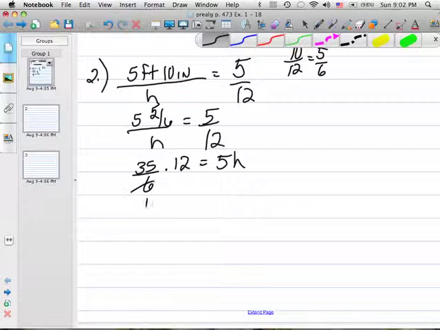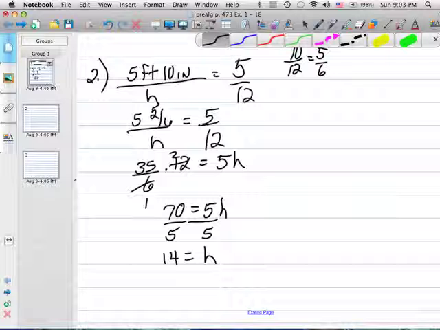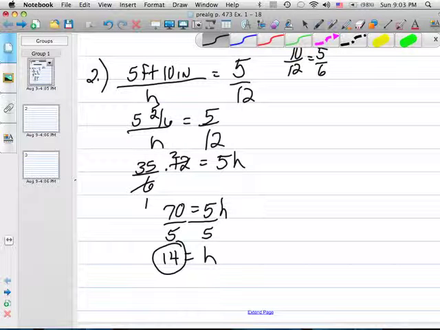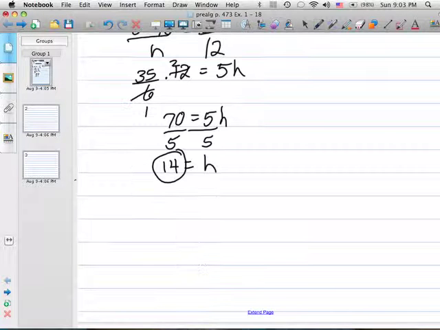We can cancel the 6 with the 12, and we get 70 equals 5h. Then divide by 5, and 5 goes into 70 14 times. So the height of that lamppost is 14 feet. Be sure you do not use repeating decimals. Remember, 5/6 is 0.83 repeating, so we couldn't use that decimal.